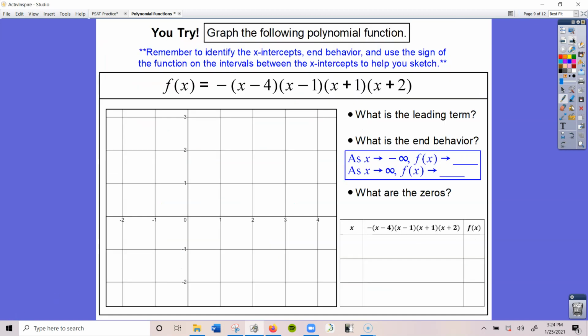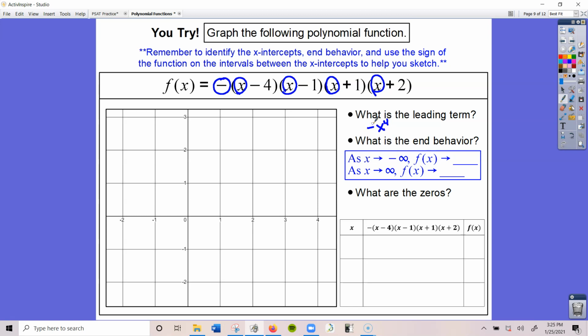Let's try this again with another function. Here we have negative x minus 4 times x minus 1 times x plus 1 times x plus 2. In order to determine that leading term, you're going to take everything together and multiply it out, or rather the x's. But if you ever have a sign here in the front, you have to take into account that that leading term is going to be negative. So we have a negative times x times x times x times x. So my leading term here is negative x to the fourth.